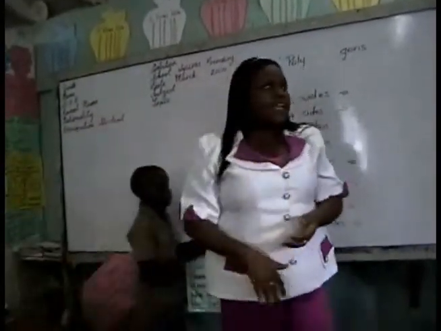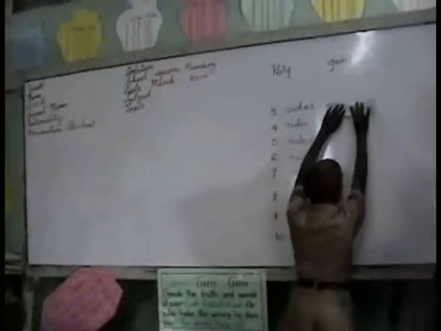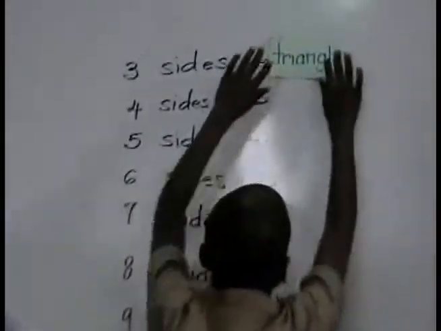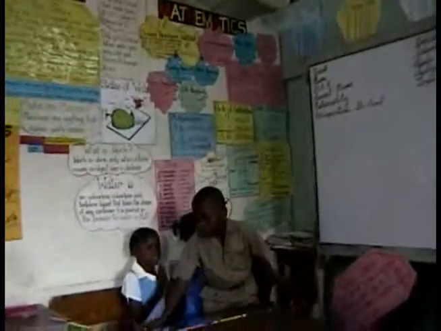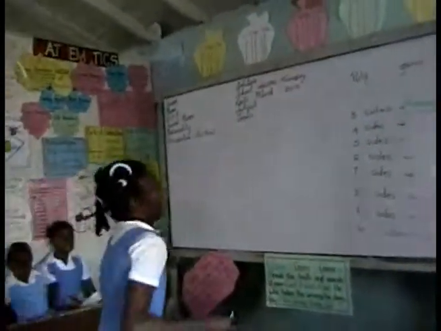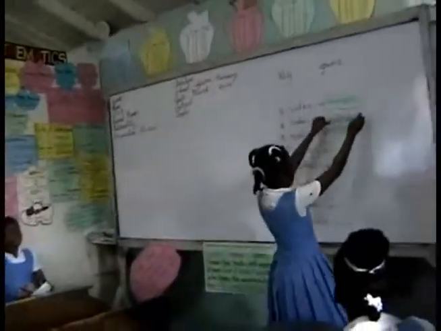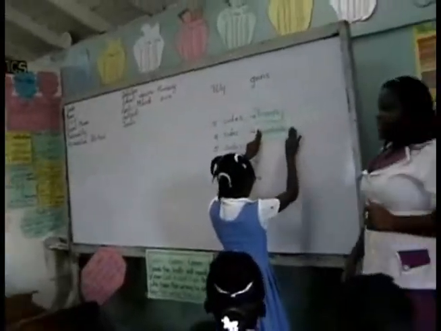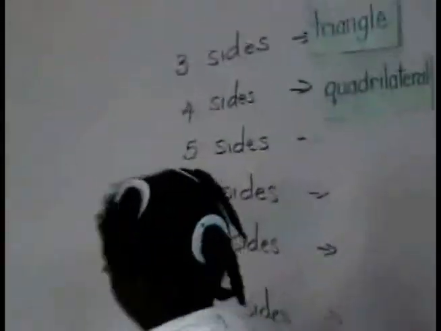The person with that name come up and paste it on the board. Alright, is he correct? Yes, miss. Give him a clap. Very good. What about 4 sides? What is that called? Quadrilateral. Is she correct? Yes, miss.